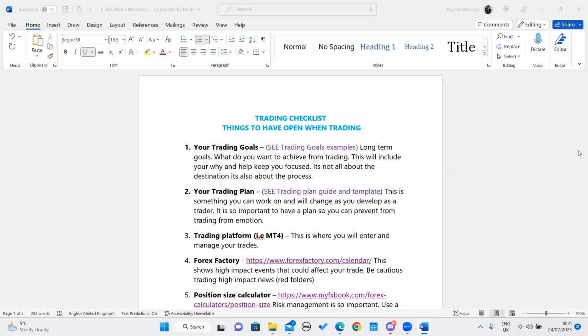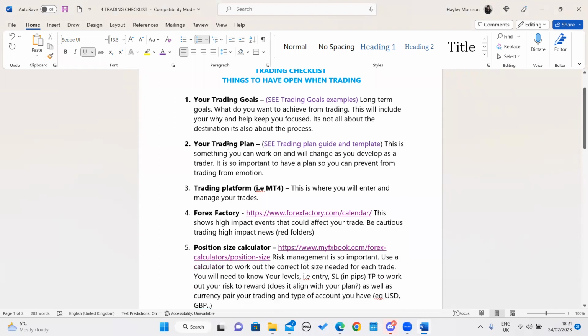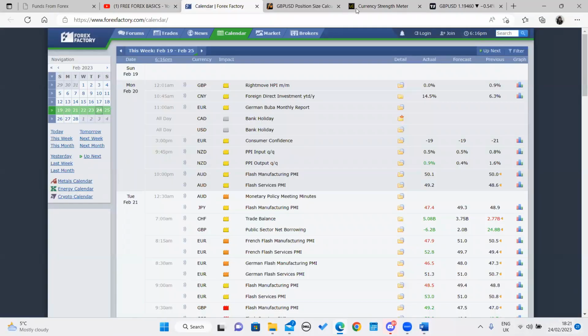And the fourth thing is Forex Factory. So in the trading plan, in the example, I say, go and check to make sure there's no high impact news. And this is the link that would take you to that website, which looks like this. You can set the time to make sure it's set up with you as well.